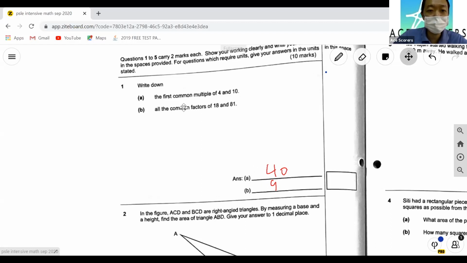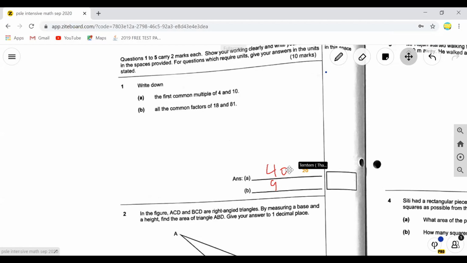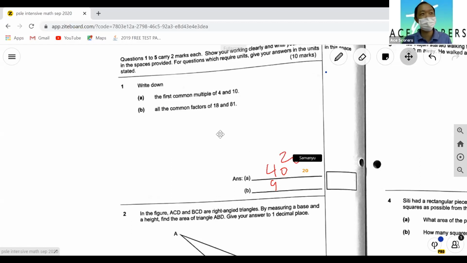Okay, write down the first common multiple of 4 and 10. So it's 40. Huh? Yeah, it's 20. 20, not 40. So you see, fundamental problem, right? Sometimes you write too fast. You know the answer, but the first thing that comes to your mind is 40, then you immediately write down 40. For me, the first thing that comes to mind is actually 40 as well. But after that, you've got to think a bit, yeah?